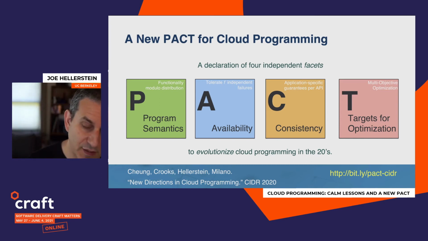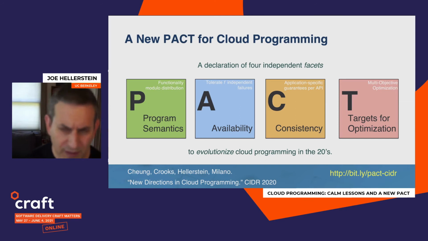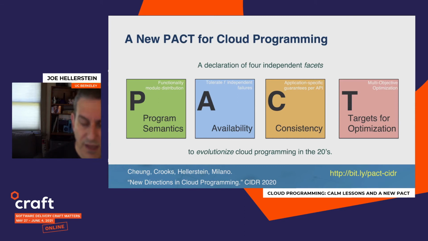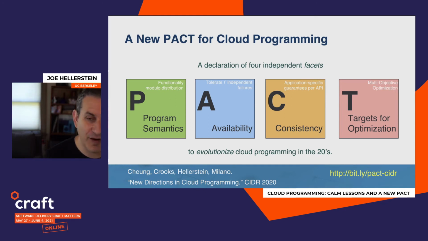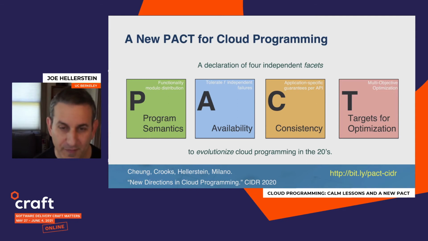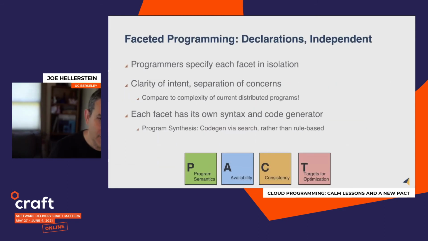And then finally, as you'd expect, you want to target for optimization some kind of SLA, which is usually a multi-objective optimization, trading off things like latency, throughput, and cost. But the goal is not to do this with a new programming language like we did with Bloom. The goal is instead to allow people to evolve their current programs into this environment. So this idea of evolution is part of the goal of the PACT programming model. So let me go through this quickly.